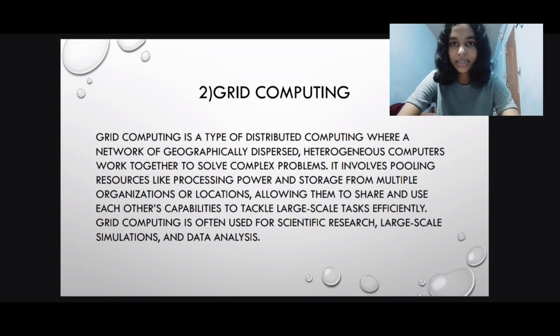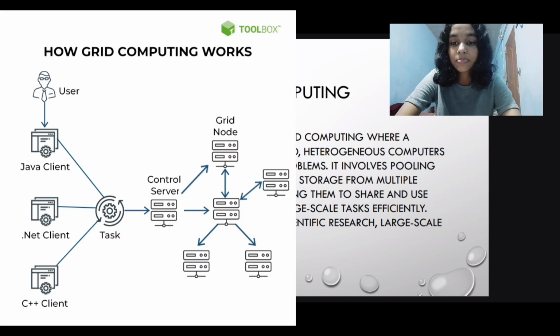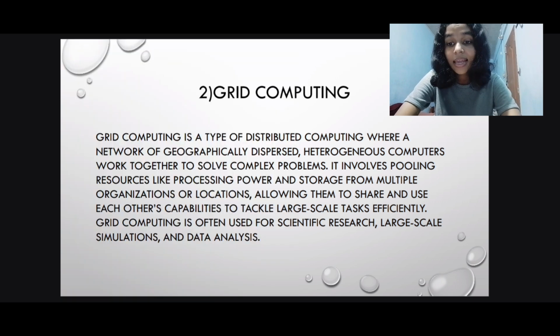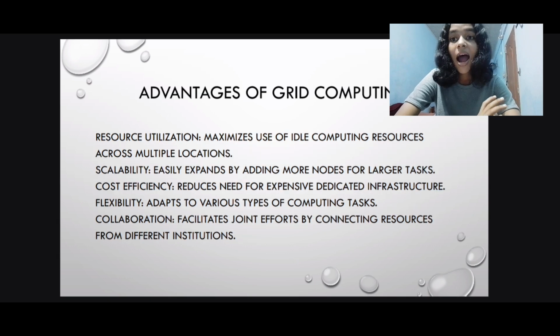Second one is grid computing. It's a type of distributed computing where a network of geographically dispersed heterogeneous computers work together to solve complex problems. It involves pooling resources like processing power and storage from multiple organizations and locations, allowing them to share and use each other's capabilities to tackle large scale tasks efficiently. Grid computing is often used for scientific research, large scale simulations, and data analysis. Advantages of grid computing: resource utilization, scalability, cost efficiency, collaboration.